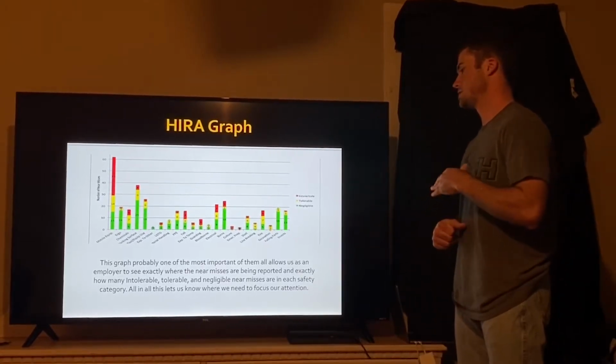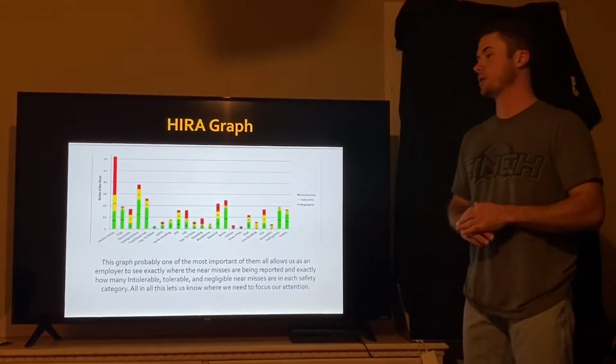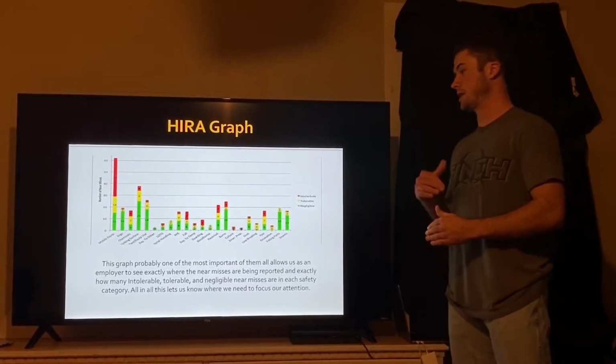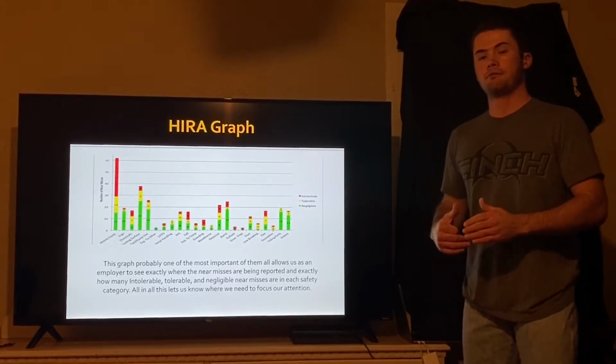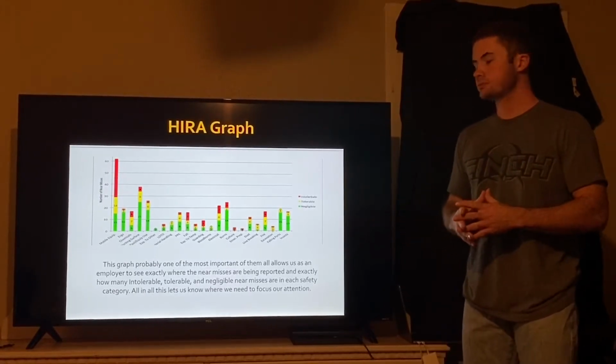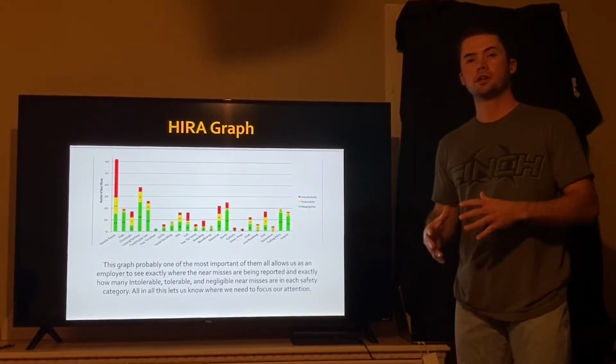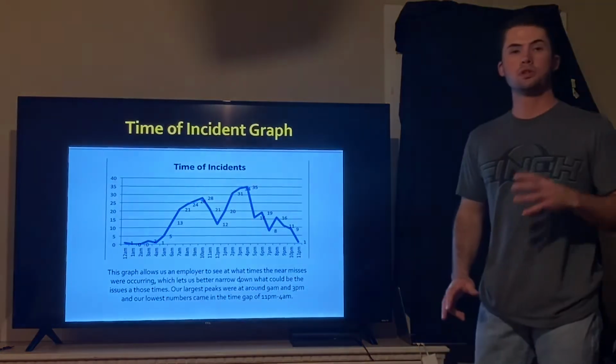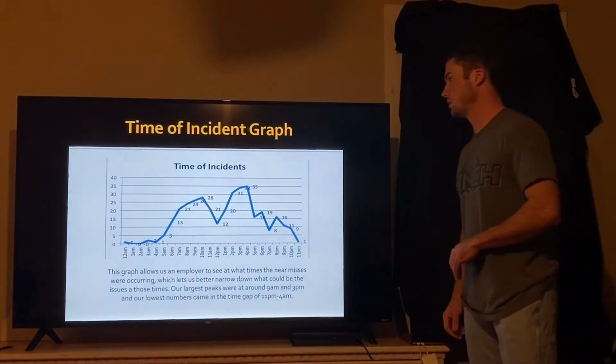All in all, this allows us to see as a company or employer what safety areas we can do better in, what safety areas we are doing better in, and finding a balance between those, learning from the ones we're doing good in and the ones we're doing bad in, and implementing what we're doing good into the ones we're doing bad, trying to lower those numbers.